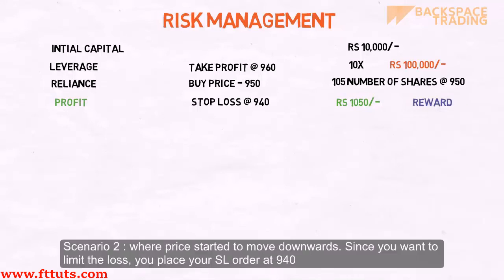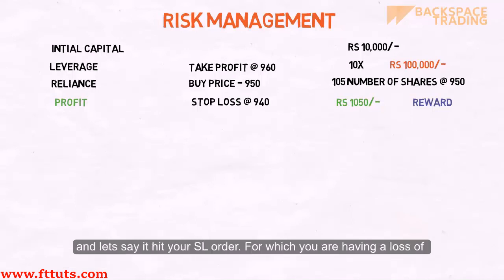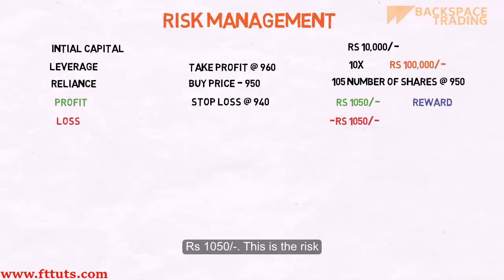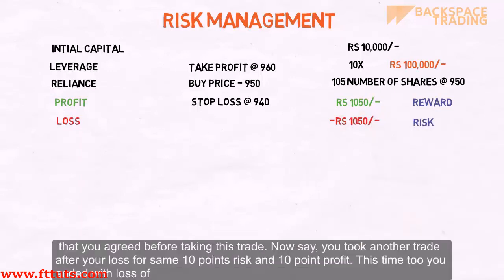And scenario 2: when price starts to move downwards, since you want to limit the loss, you place your SL order. SL is stop loss at 940, and let's say it hit your SL, so you will have a loss of 1050. That is the risk that you agreed to before taking the trade.